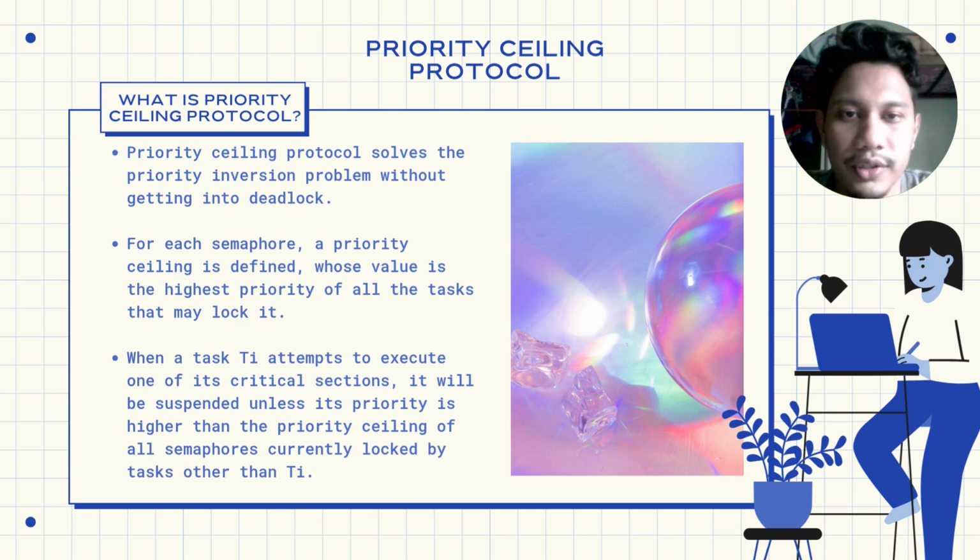For the part on Priority Ceiling Protocol. What is Priority Ceiling Protocol? Priority Ceiling Protocol solves the priority inversion problem without getting into deadlock. For each semaphore, a priority ceiling is defined, whose value is the highest priority of all the tasks that may lock it. When a task Ti attempts to execute one of its critical sections, it will be suspended unless its priority is higher than the priority ceiling of all semaphores currently locked by tasks other than Ti.